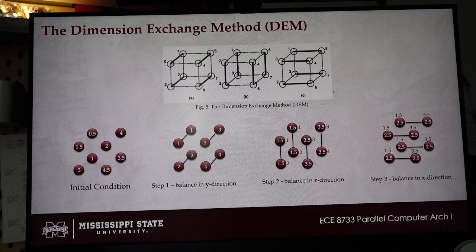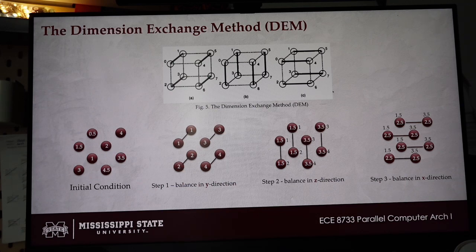When I first looked at this paper, it was really hard to understand how the dimension exchange method works. I drew some pictures below to show how it works with specific numbers. Inside the bottom, the leftmost picture is the initial condition. We can see there are circles inside the initial condition. Each circle indicates a processor. The number inside the circle represents the load of the CPU. As we can see, the numbers inside the CPUs are all different, meaning they all have different initial conditions.